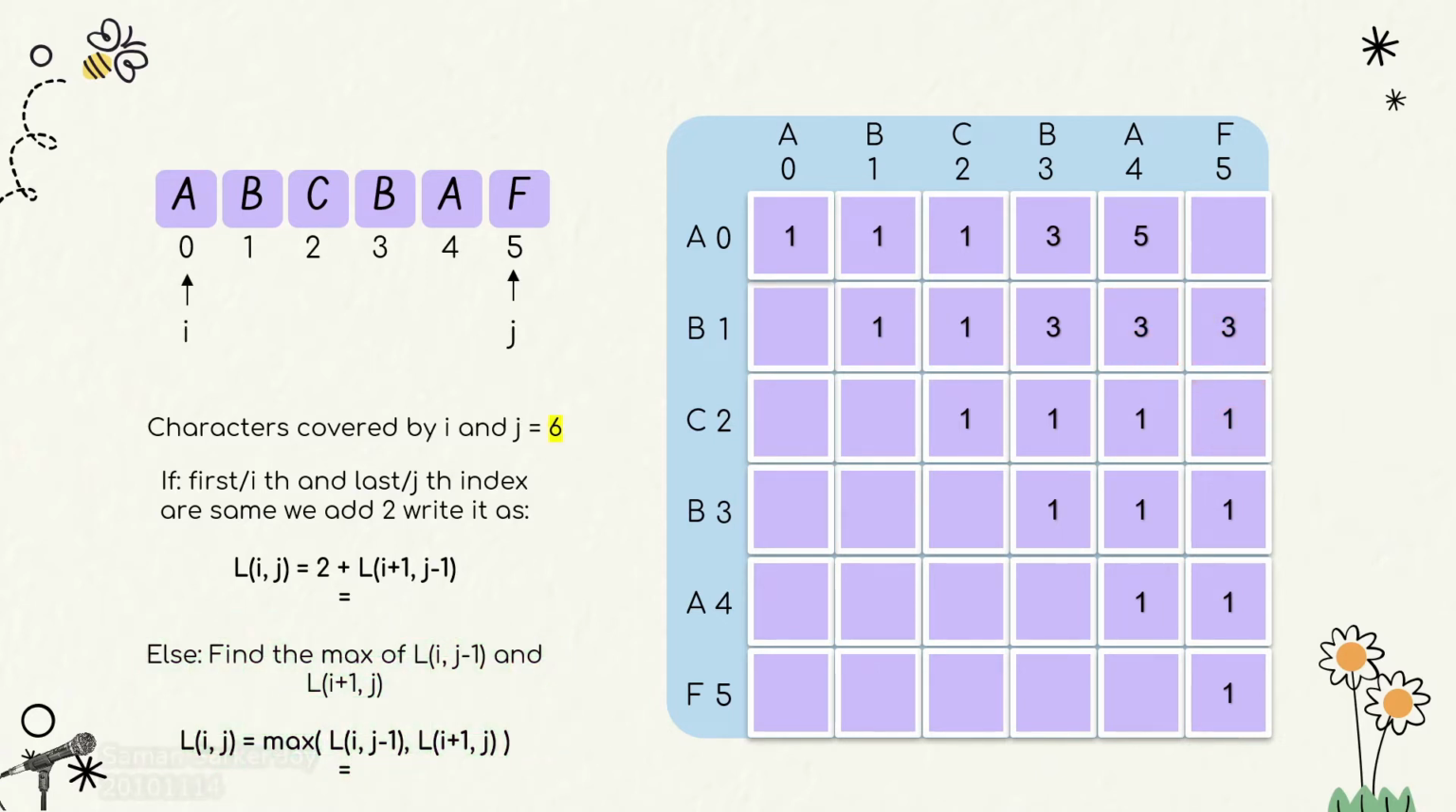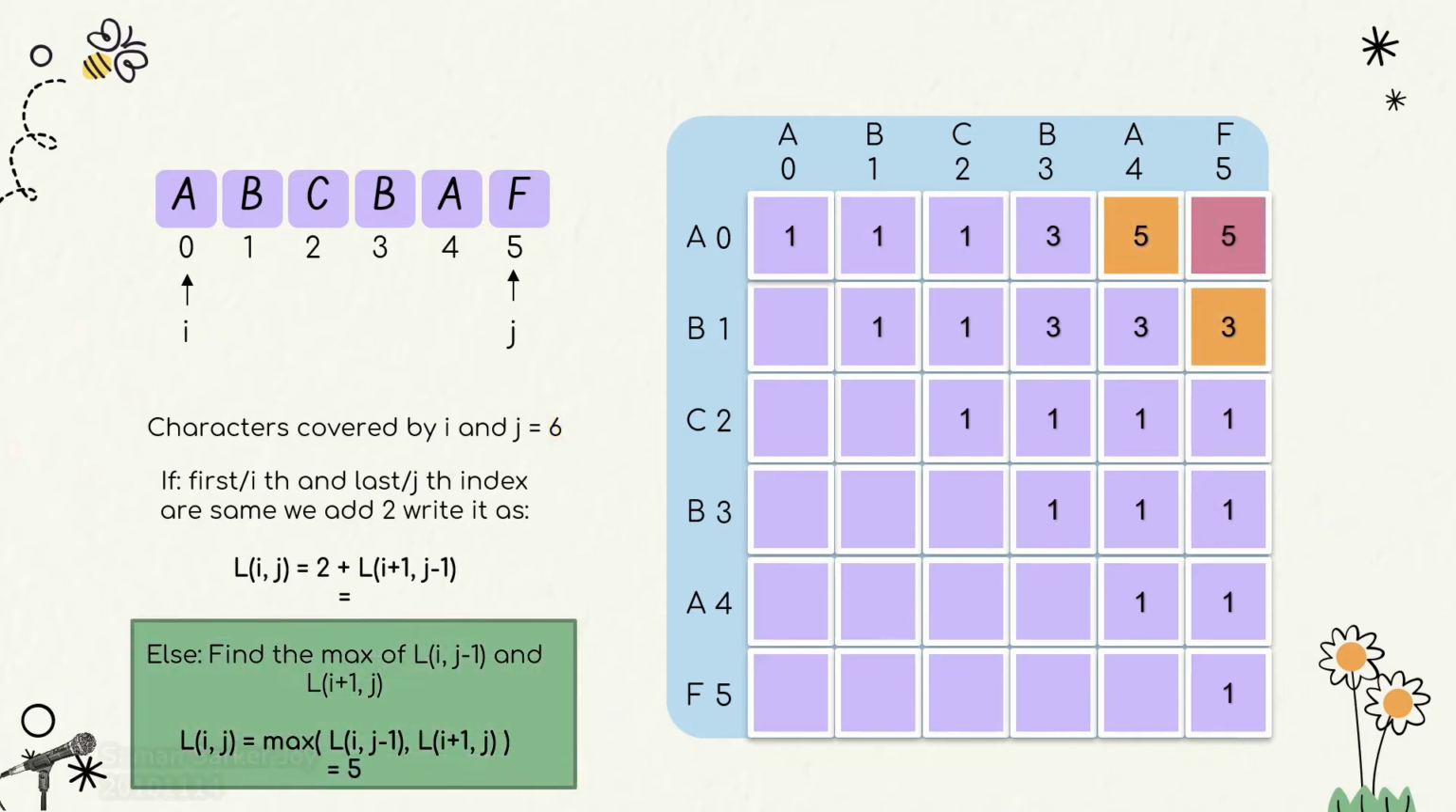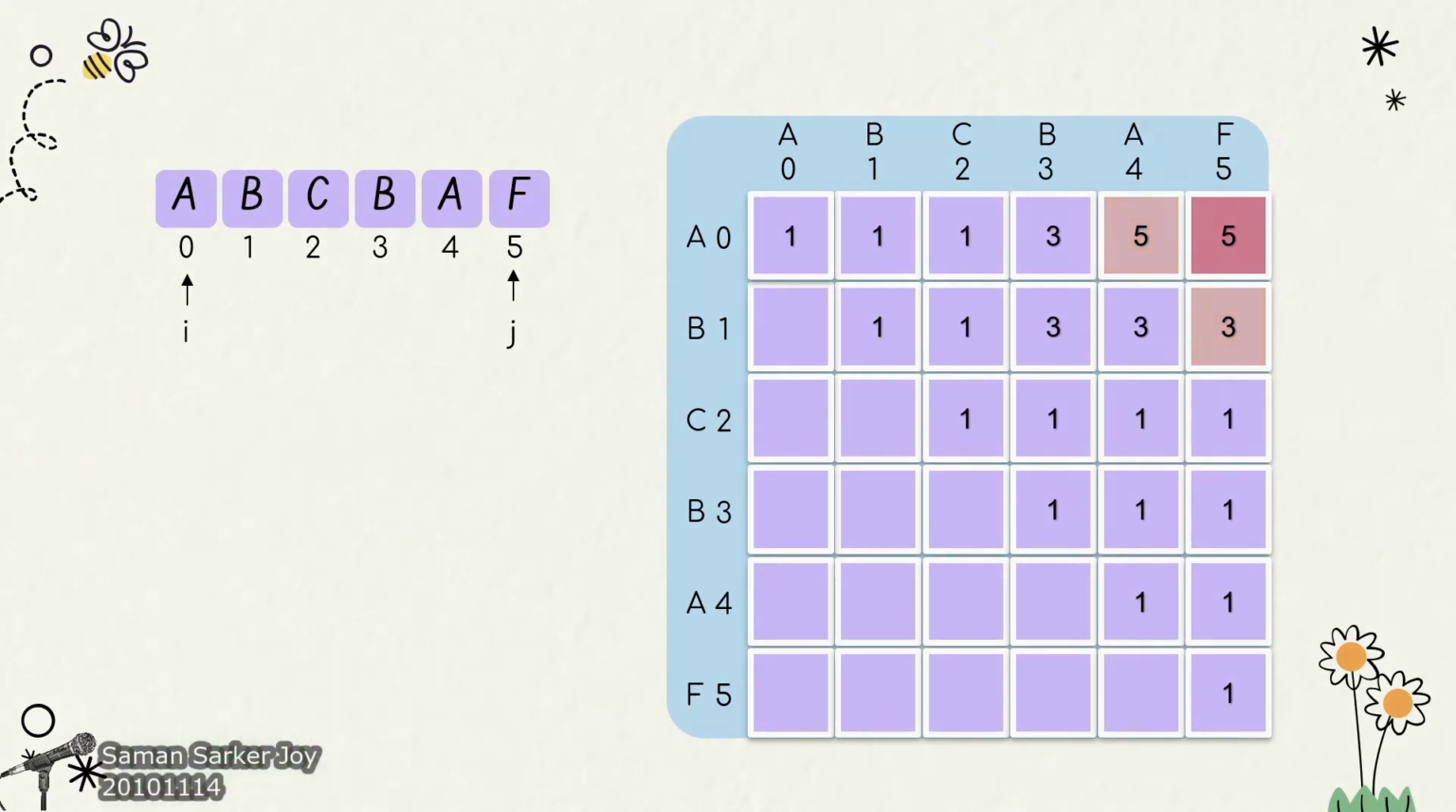Now we are in the last step where i,j covers the whole string, which is the length of 6. It again goes to the else block, as i and j are representing different characters, and between 5 and 3, 5 is the maximum, so we put 5 in the red marked value. So we have done it. The longest palindromic subsequence for the given string is actually 5.